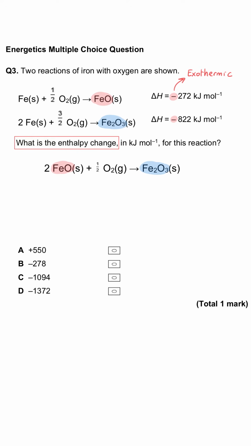And so we can sketch out a simple Hess cycle for this situation if we put iron and oxygen at the bottom of the cycle. And then having done this, we need to show that the iron can turn into iron oxide as per the first equation above, and that's got an enthalpy change of minus 272 kilojoules per mole. But that value is for when we turn 1 iron into 1 iron oxide, and we're turning 2 iron into 2 iron oxide. So we need to double that value of minus 272.